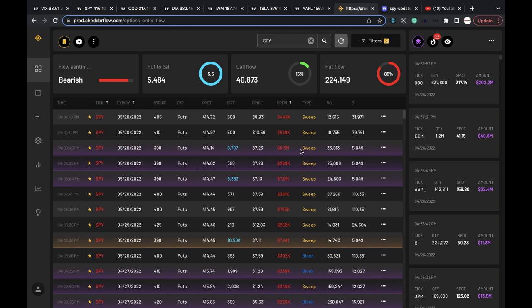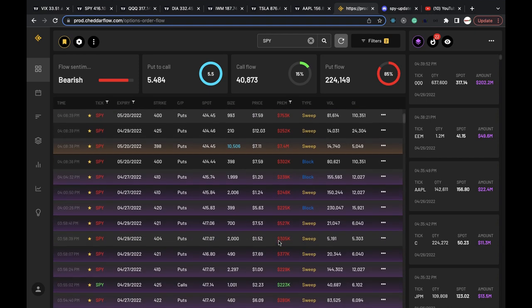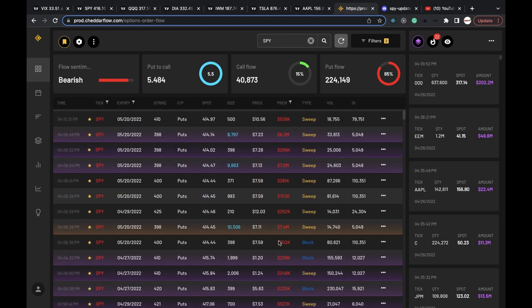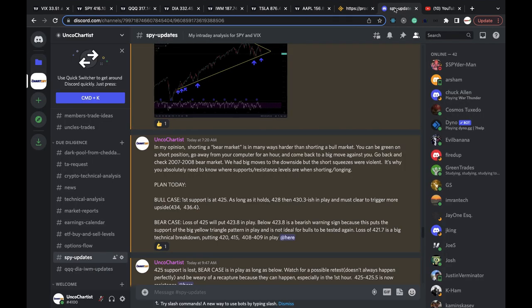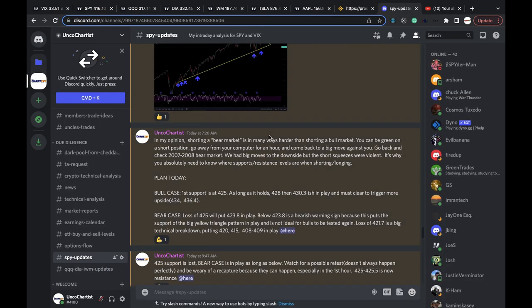6.3 million sweeps right here, 398 strike price, May 20th. So a few weeks away. $7 million, also 398 strike price, same date. 7.4 million. So lots of money for that 398 price target. Interesting stuff. Now, this was my plan for this morning.